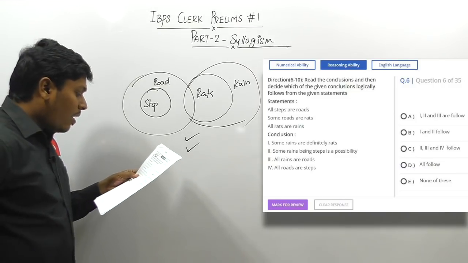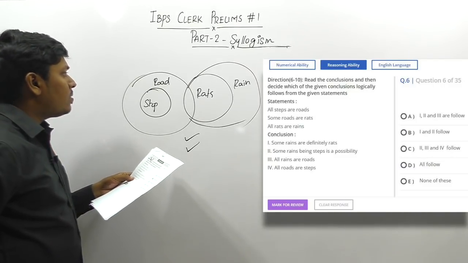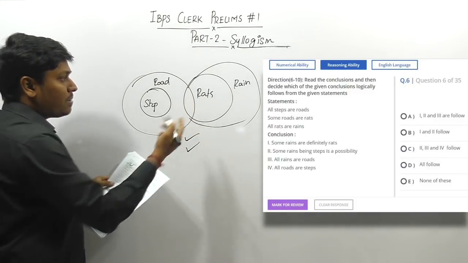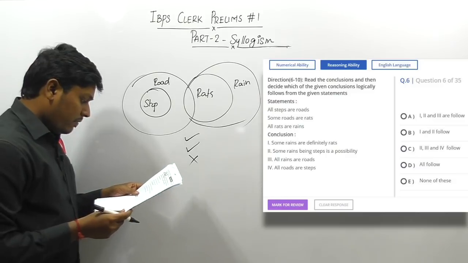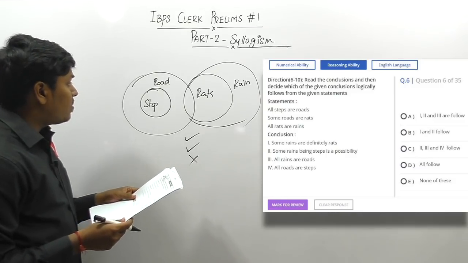Conclusion number 3: all rains are road. All rains are road? No. Some rains are road is correct, but they are saying all rains are road. So conclusion number 3 is false. Conclusion number 4 is all roads are step. All roads are step? No.